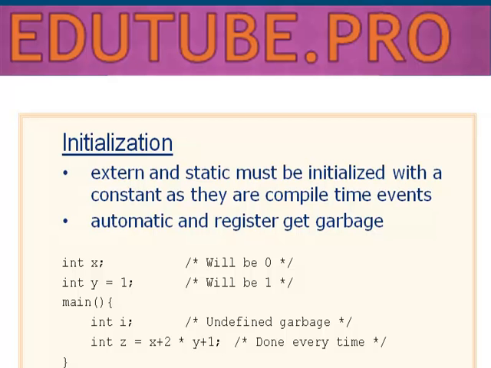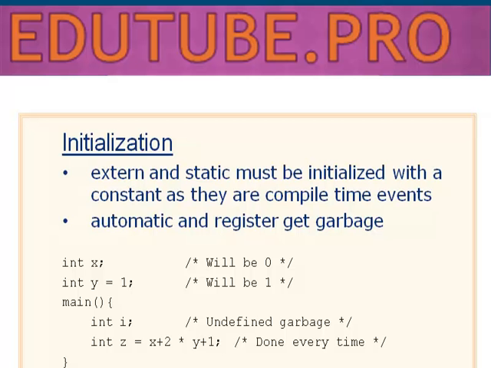Automatics and registers, because they're stored on the stack, they are simply placeholders on the stack at the time that function is running. So if you don't explicitly initialize them with something, they'll get whatever junk is left on the stack. They'll get undefined garbage that's laying there. They can be initialized with a mathematical calculation, with an arithmetic operation, because they are only initialized during the functioning, the running of the program.